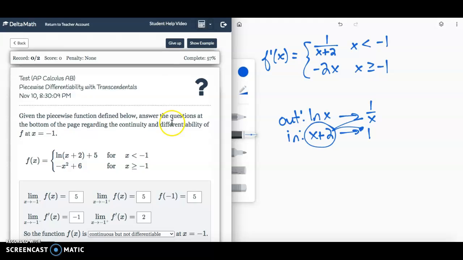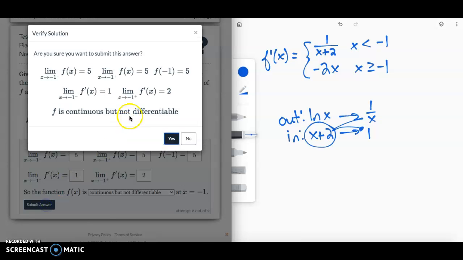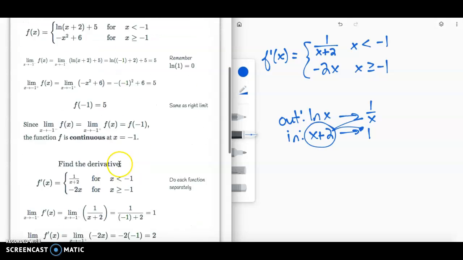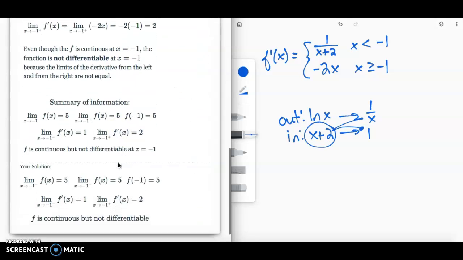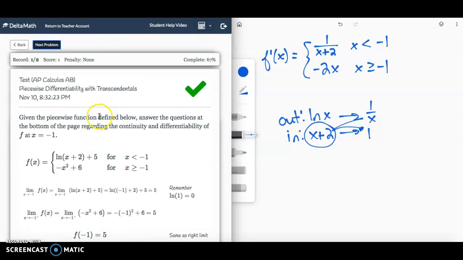Wait, what did I do wrong? Oh, I'd get 1 on the top. There we go. And that gives you a whole description of that one. Let me know if you have questions.